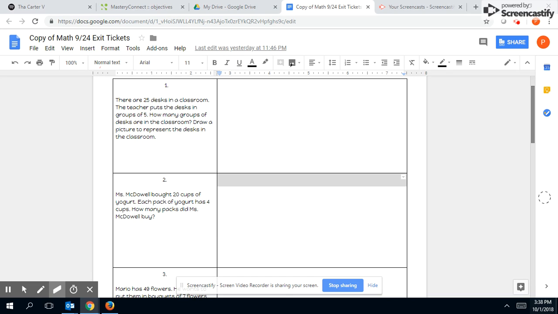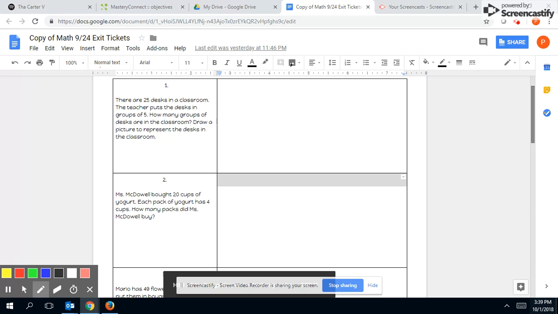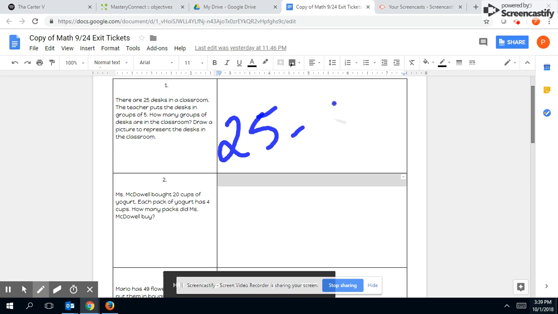So let's get back into this problem here. I know that I could use repeated subtraction to help me divide. I will start with my total of 25. Then I will just go ahead and subtract 5. And I will have 20. I'm going to keep going.